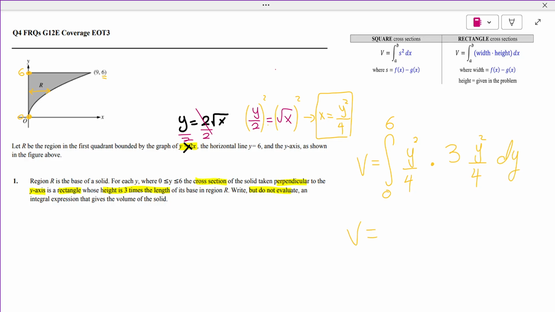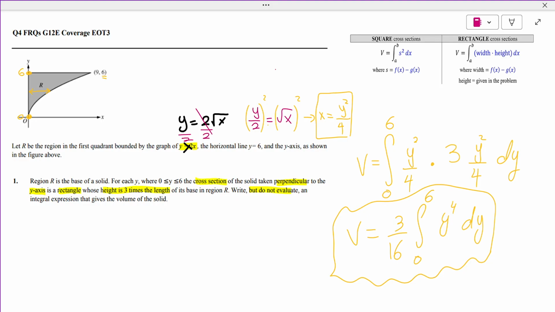So the volume is given by, we can write the coefficient in front, which is 3 over 16, times the integral from 0 to 6 of y to the power of 4 dy. This is the answer of the first question.